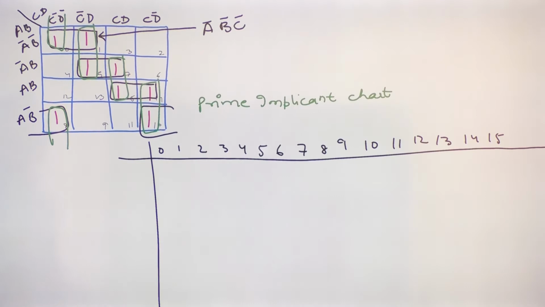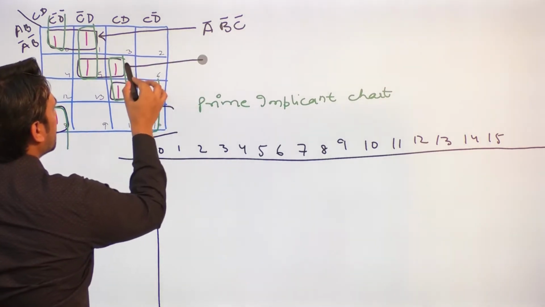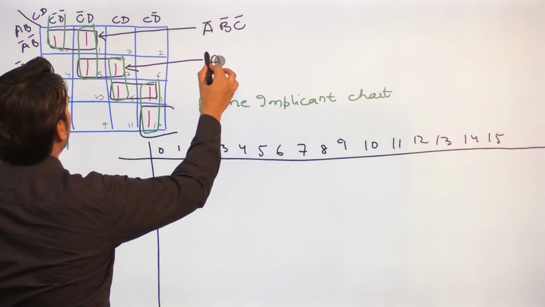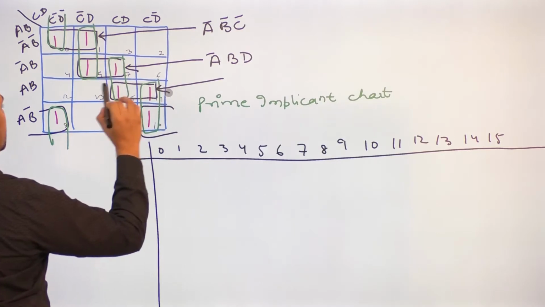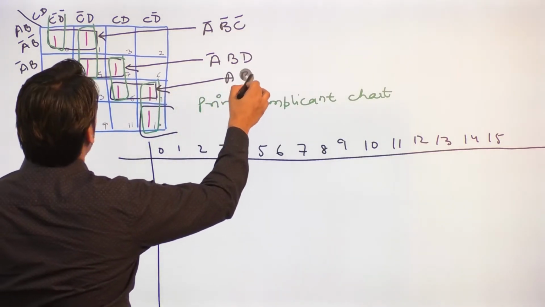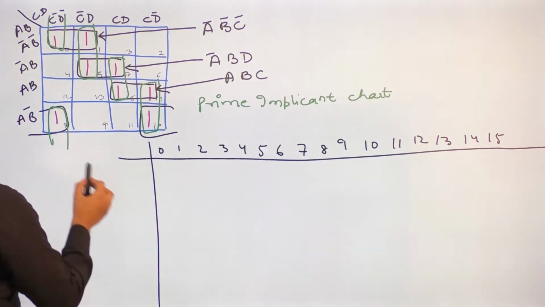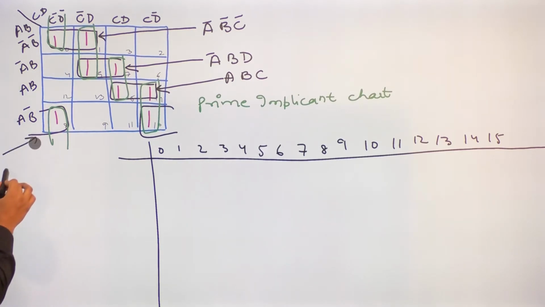ये क्या represent कर रहा है? A complement, B complement and C complement. Then what this horizontal subcube is representing? It is representing A complement, B and D. This horizontal subcube is representing A, B and C. And this horizontal subcube here, it is representing A, B complement and D complement. Okay, so I've taken 4 of them now. Now let us find out the other 4. जो दूसरे 4 हैं आपके पास यहाँ पर, let us try to analyze them also.